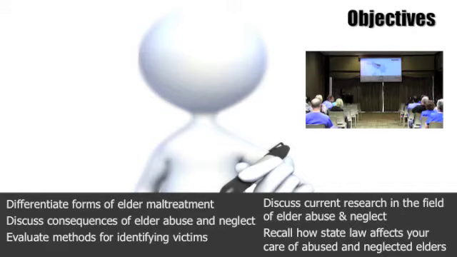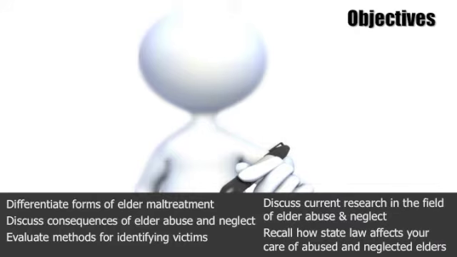So some objectives that we will be going over today. I want you to be able to differentiate the different forms of elder maltreatment, discuss the current research on the field of elder abuse and neglect, discuss some consequences of elder abuse and neglect, then maybe evaluate some methods for identifying victims, and then recall how our state law affects your care of abused and neglected elderly patients.